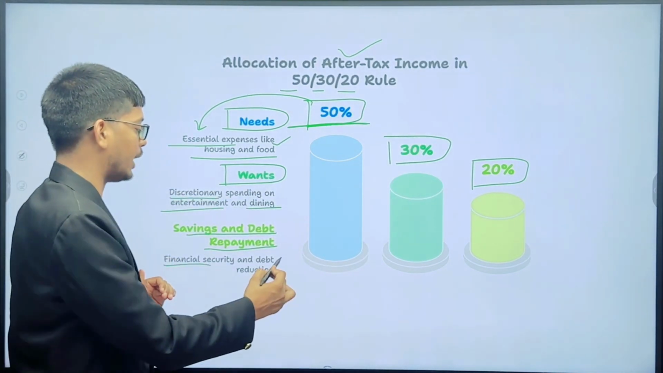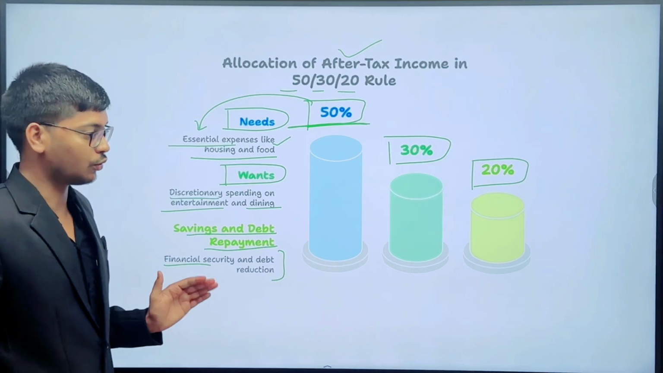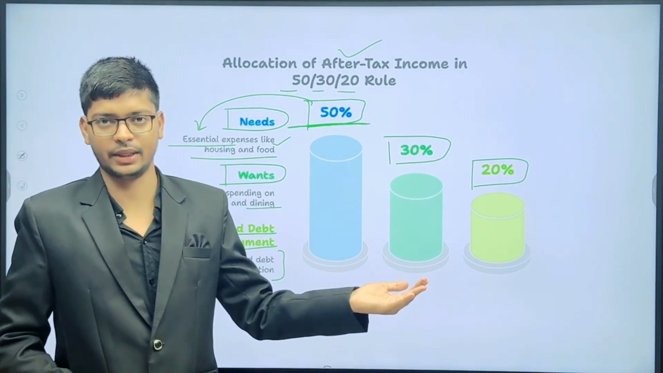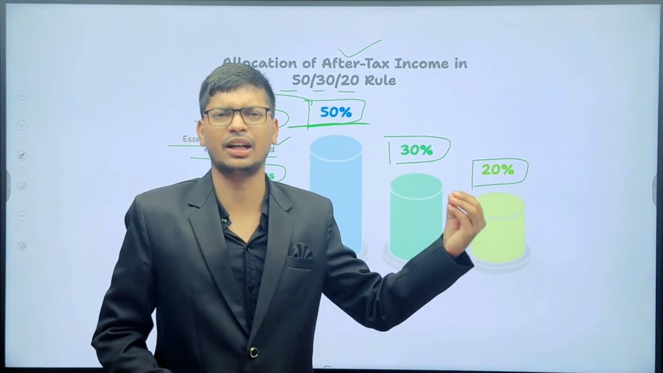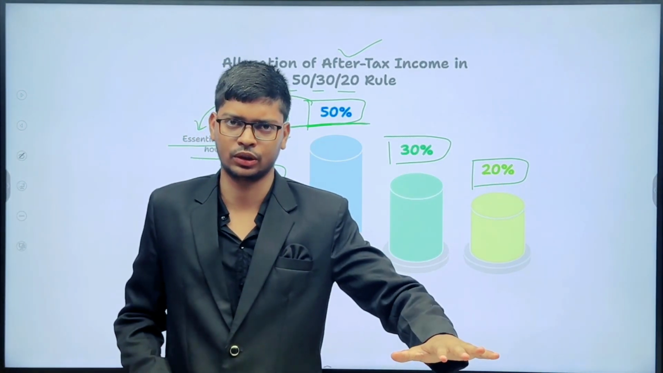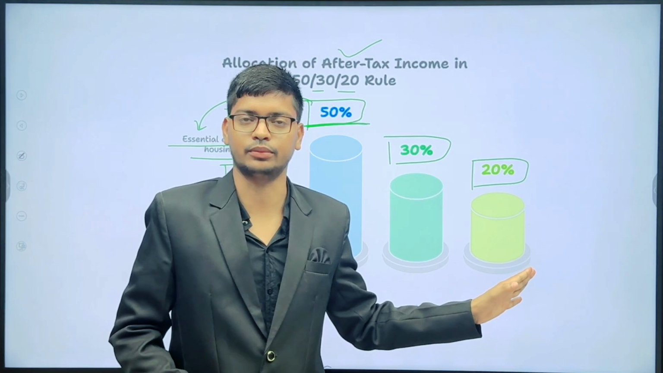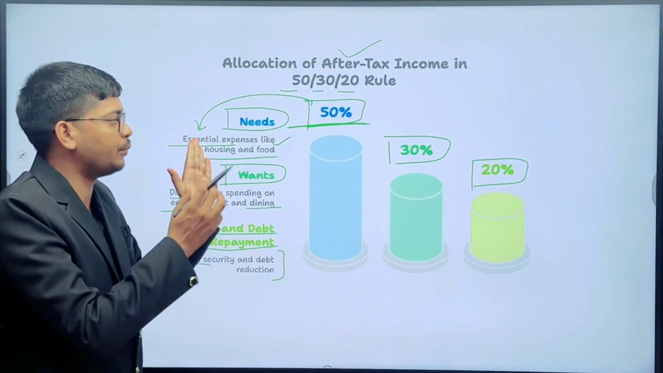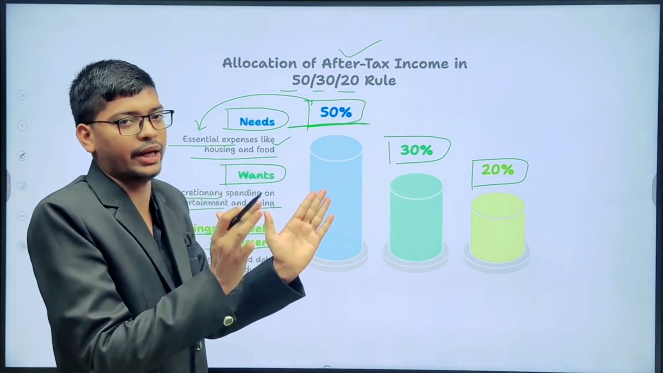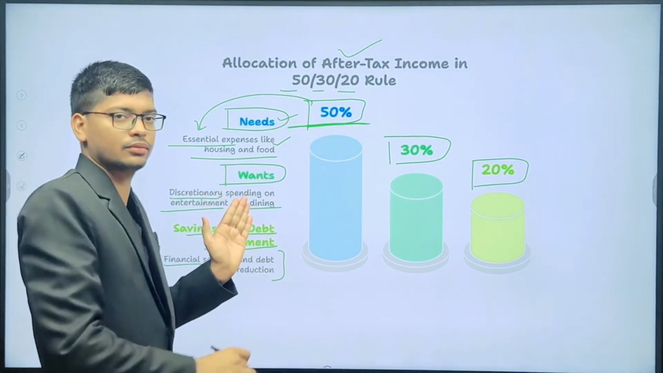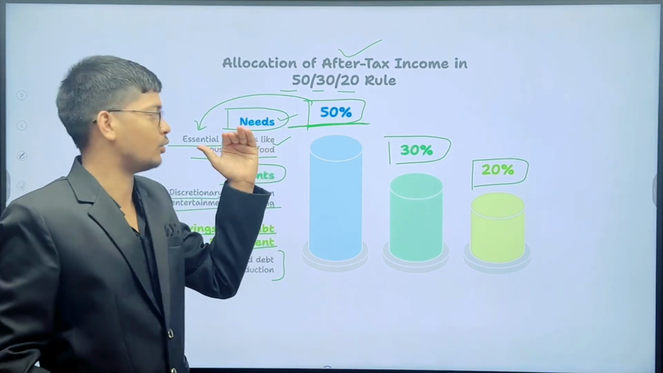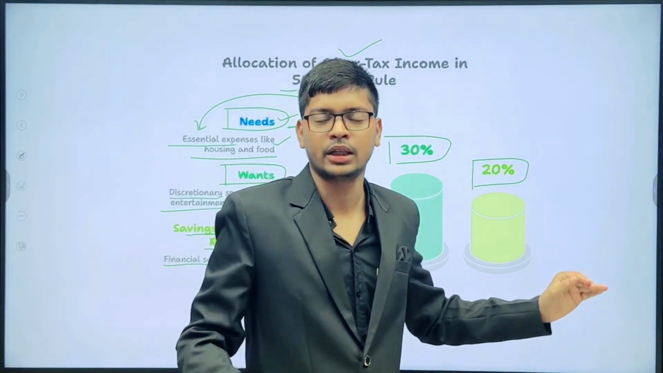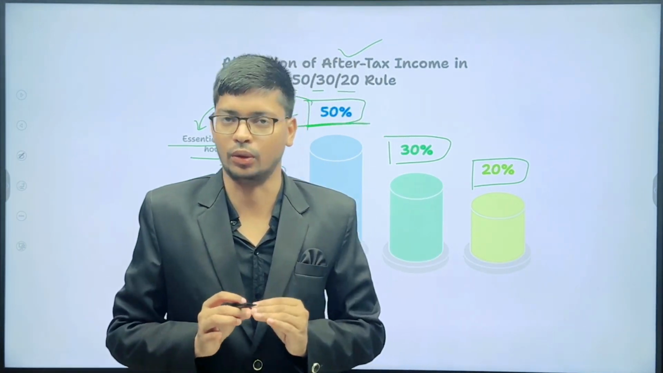This is for financial security or debt reduction. You can invest your money in stocks, FDs, real estate, and other things whenever you want. So 20% of your income for savings, 30% of your income you spend on your wants, and 50% of your income you spend on your needs, like your house, your food, etc. Now you understand the 50-30-20 rule.